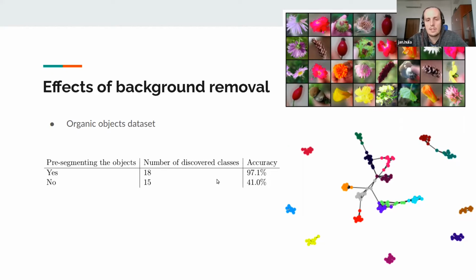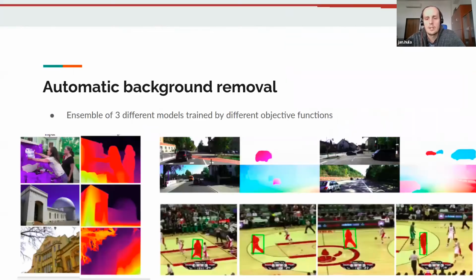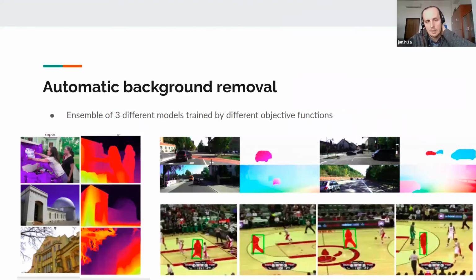So this is a very simple idea, but the problem was how to remove the background, because at the time when we were working on this, there were no working methods which would be easily applicable for background removal. So what we did, we created an ensemble of 3 different models, which are trained by 3 different objectives.